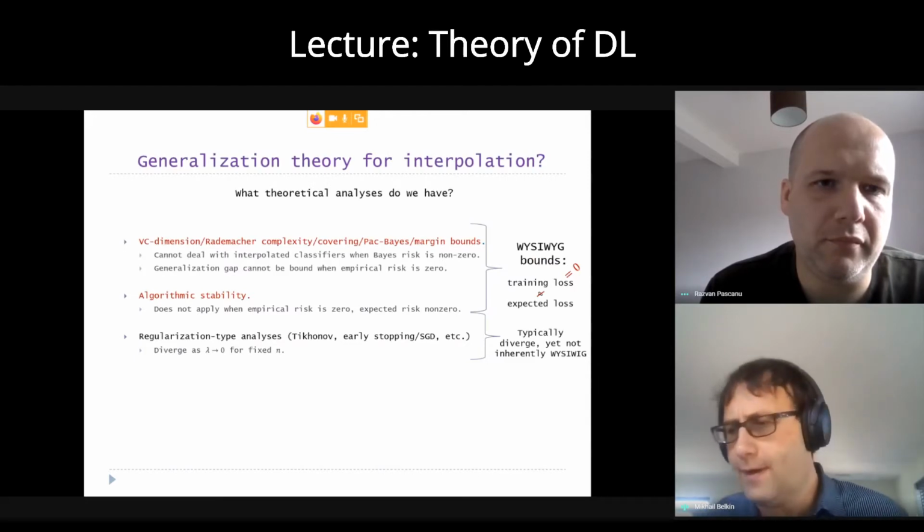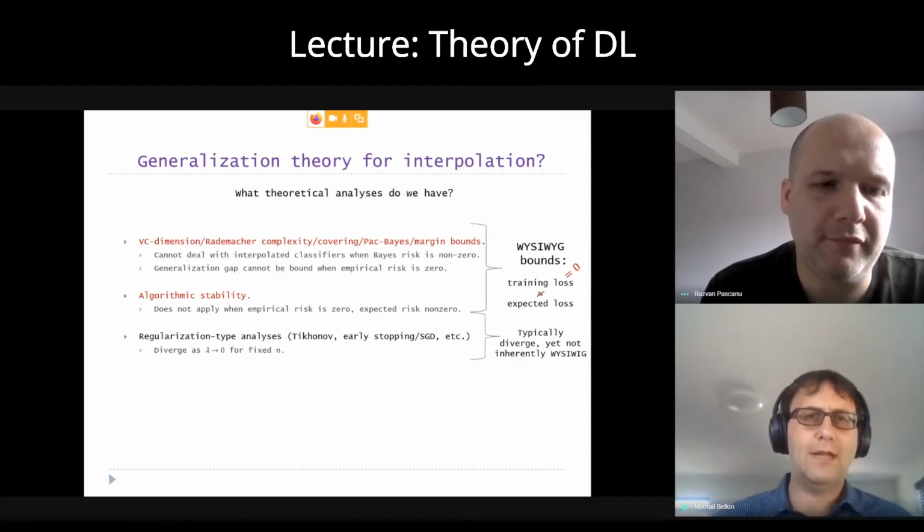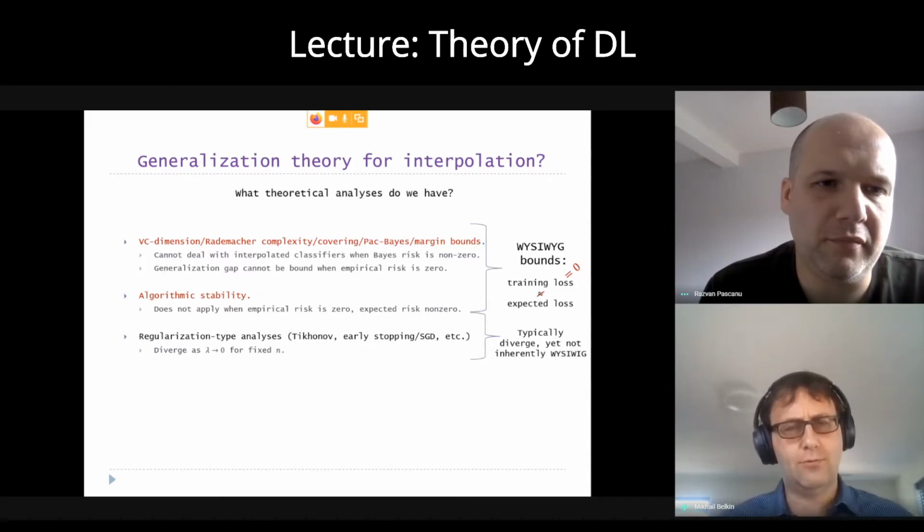Now, I should maybe very quickly go over what kind of analysis we have. The analyses which are compatible with interpolation are not many. If you look at the standard WYSIWYG bounds, basically none of them work. Things like algorithmic stability and regularization type analysis have issues. Algorithmic stability and VC dimension really don't work because they're WYSIWYG bounds. Regularization type analysis doesn't necessarily have this problem, but really we don't have any good bounds like that.